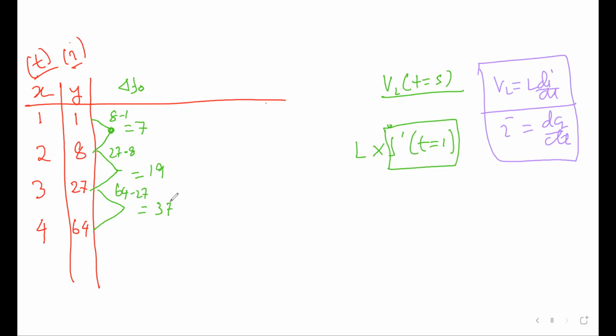Beautiful. Then the next step is what? We have to calculate del 2 f0, isn't it? Yes, sir. In that case, what are the things involved? You have to use 19 minus 7, which is 12. The first value is 12, the second value is 19, sir.